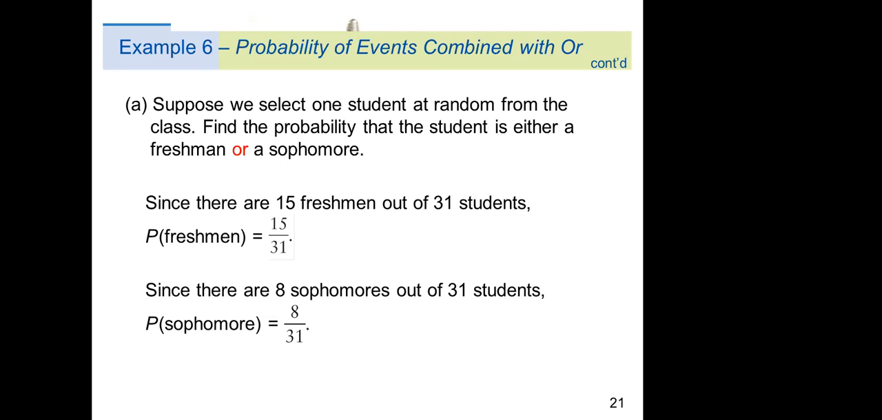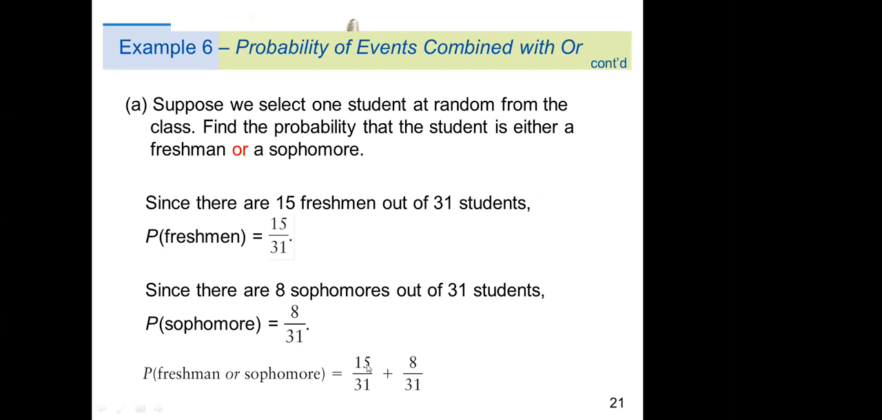Now, here's the case. A student cannot be a freshman and a sophomore at the same time. So I'm not worried about any double count. These guys are mutually exclusive. They cannot happen at the same time. I can't pick a sophomore or a freshman. So I take the probability of a freshman. I add it with the probability of a sophomore. Notice there was no subtraction necessary because this was in a single trial.